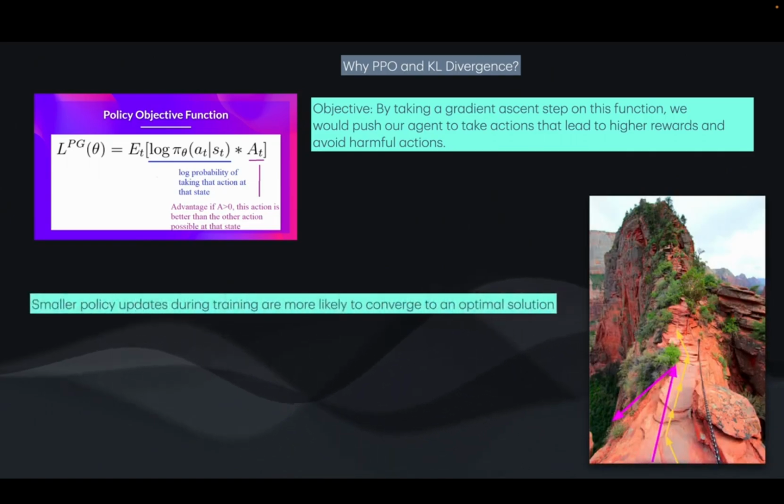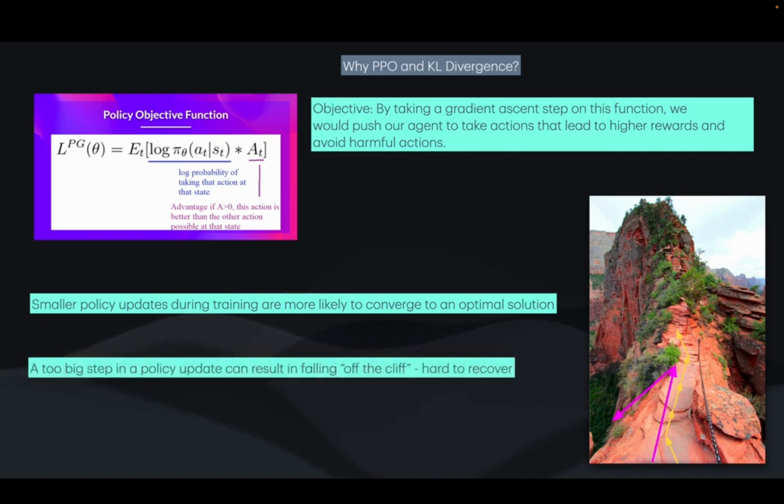If you just visualize a policy for which we are trying to do policy updates, then with smaller policy updates, we know the training algorithm is likely to converge in some time, which can give you the optimal solution. But if your policy updates are very big and the policy is taking very big steps, then it can fall off the cliff, and once you fall off the cliff, it will be very hard to recover, right? So we try to strike a balance between small updates and larger updates.